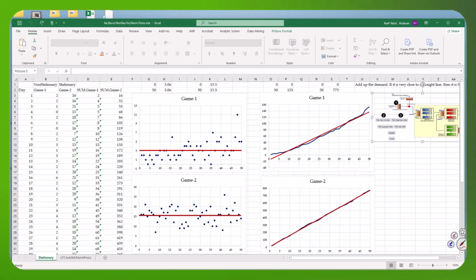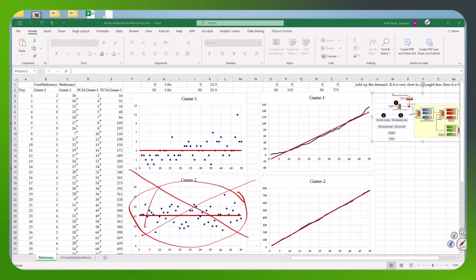In this very basic session, I will talk about stationary demand. What is stationary demand? Stationary demand is a demand like this, which I cannot see any pattern, upward pattern, downward pattern, or any periodic up and downs. Demand in Game 2 is entirely stationary.